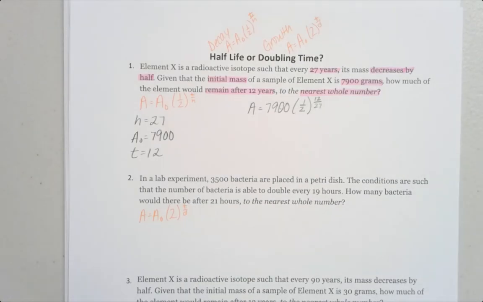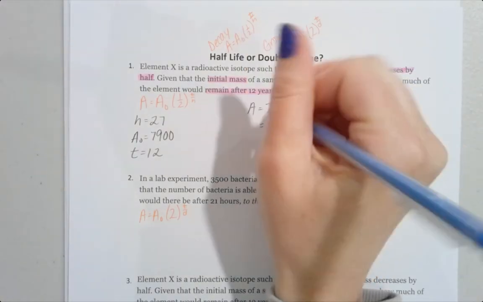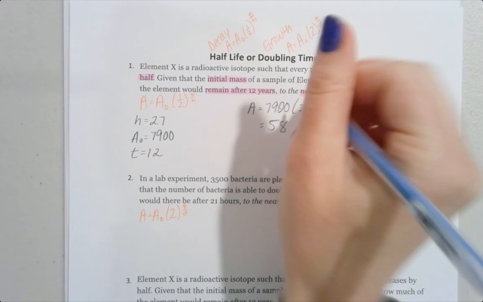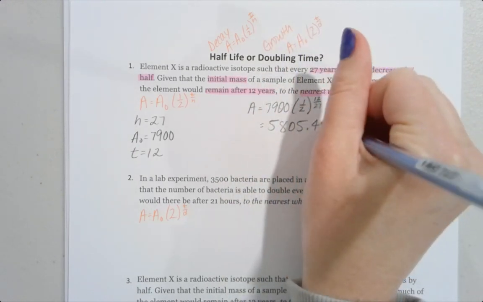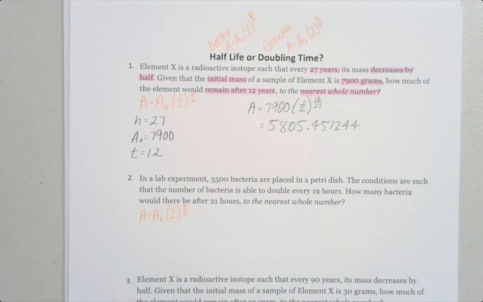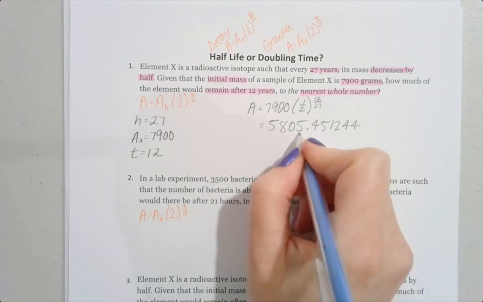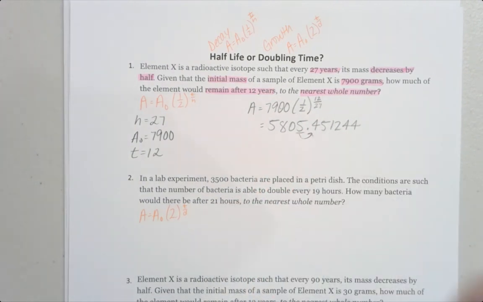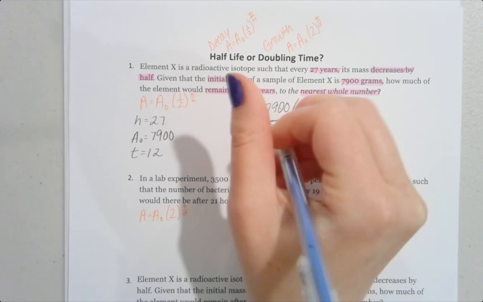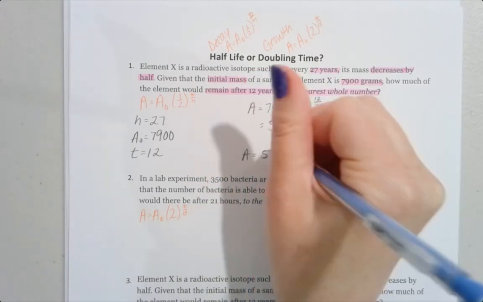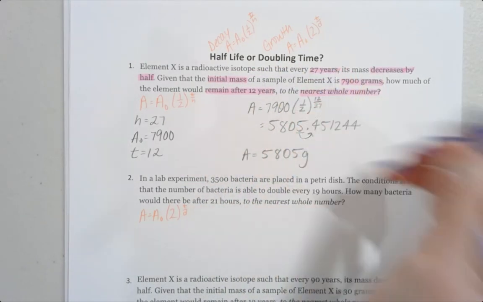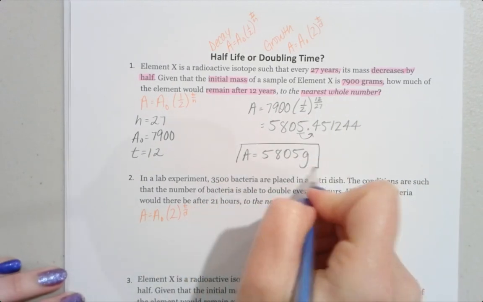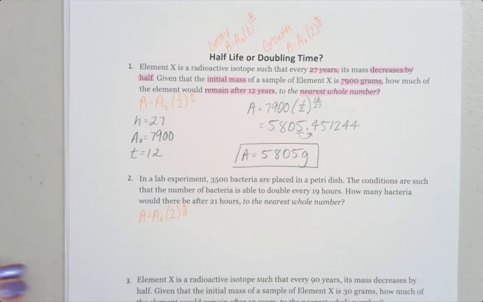No worries. But when you type this into your calculator, you should be seeing 5,805, and then we've got a few numbers after that decimal. It says it wants us to round to the nearest whole number, so we're going to be looking here. 4 is not enough to round up, so we've got 5,805 grams, which makes sense because it should be less than the original since we're decaying.